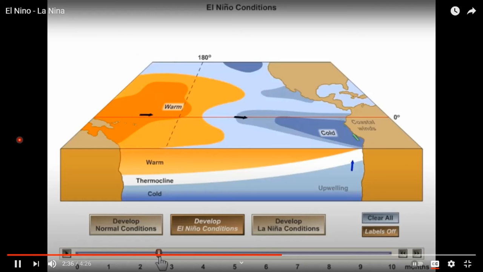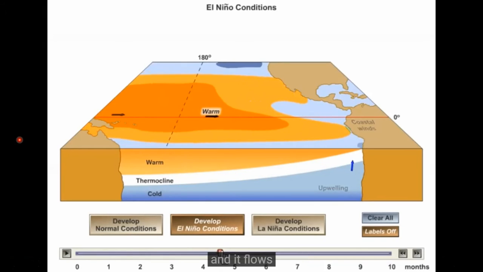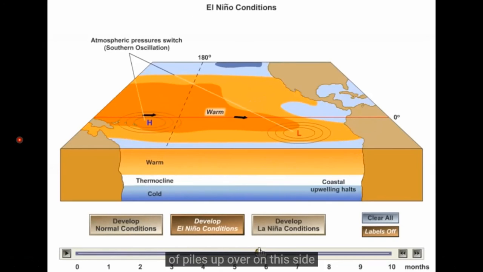And check this out. What'll happen is that warm water, there's nothing to hold it back anymore, and it flows across the Pacific and kind of piles up over on this side of the Pacific, going all the way up toward California, all the way down to Peru and Chile. And okay, so you see your high and low have switched places. And the atmospheric pressure patterns switch.